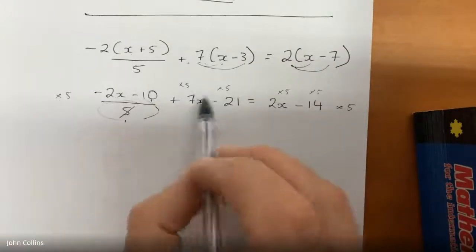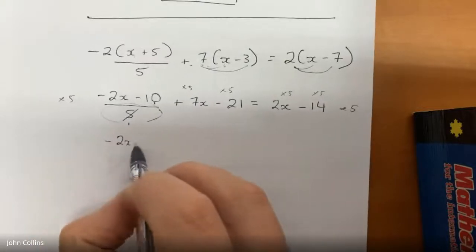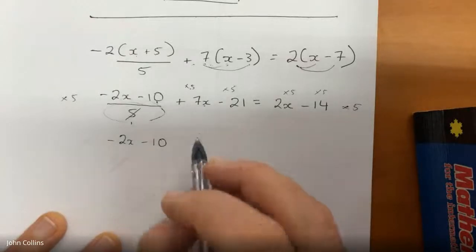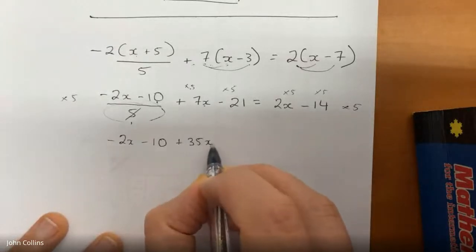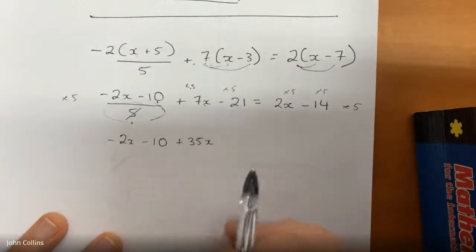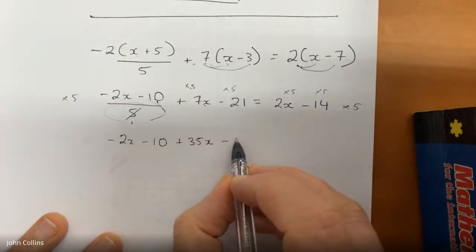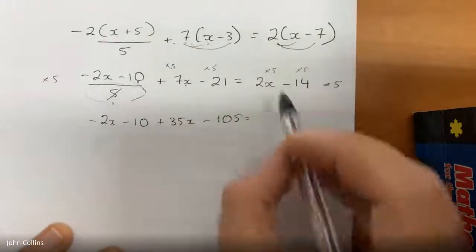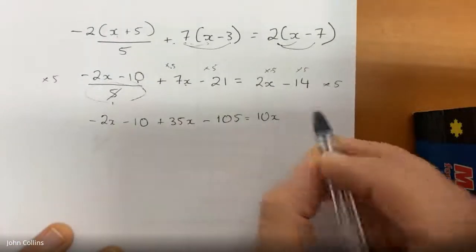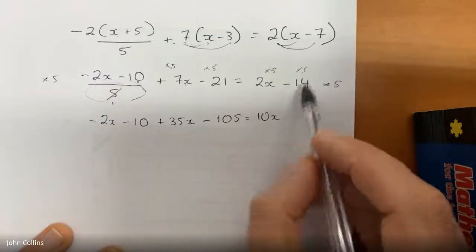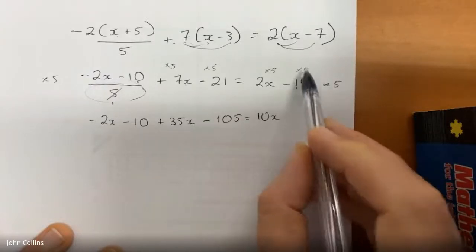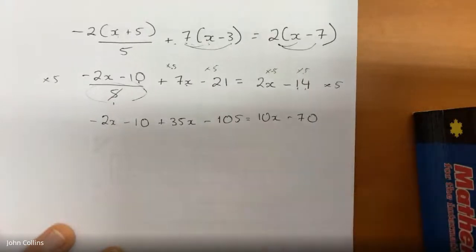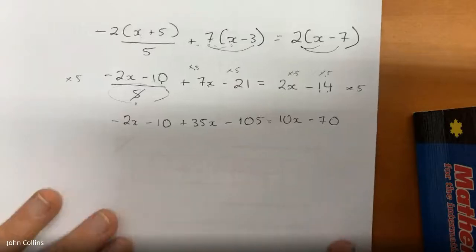Okay, so minus 2x minus 10. Well, the dividing and multiplying by 5 cancel each other out. 7 times 5 is 35, so that's plus 35x. 5 times 21, minus because it's minus, 105, I think. 5 times 2x, 10x. 5 times 14 then, well, 5 times 10, 50, 5 times 4, 20. So put them together, 70. All right, no more fractions. Maybe, Reese, maybe.